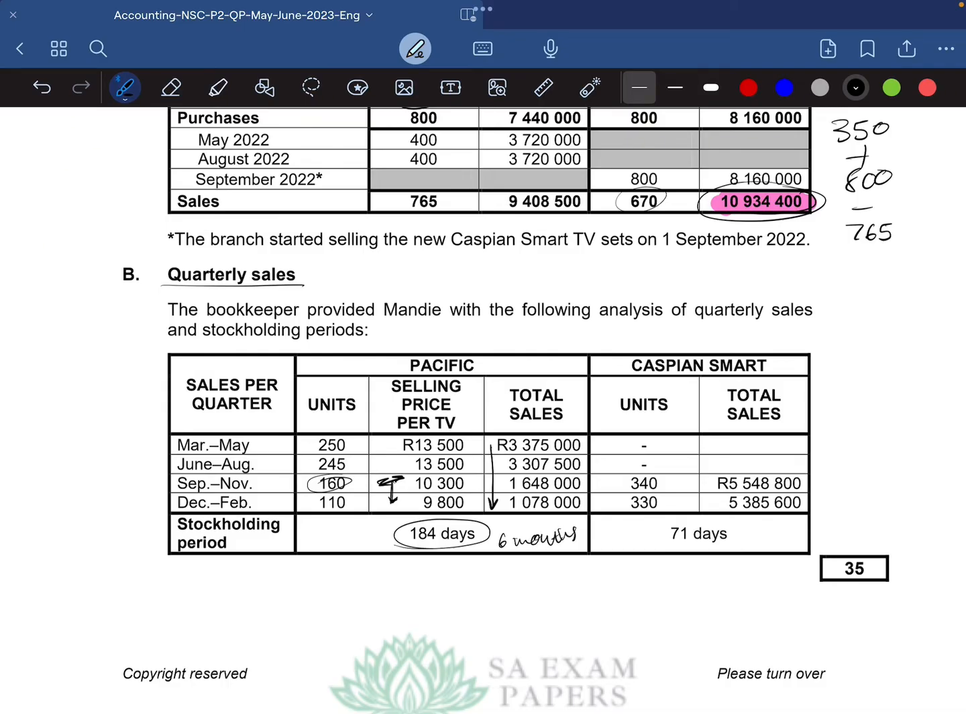This is a stock holding period, whereas on the other side we started selling the Caspian Smart TV in September, and we're only holding it for 71 days. That's probably 2 months and 10 days, and we are having so much sales, which means these smart TV sets are in high demand because they're selling much more than the Pacific smart TV sets. Okay, so I think we've gathered everything that we need for the comments, and now it's just on quoting the figures and mentioning what we see from these sales.